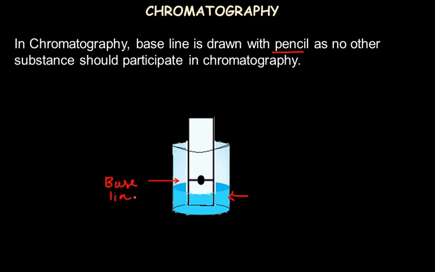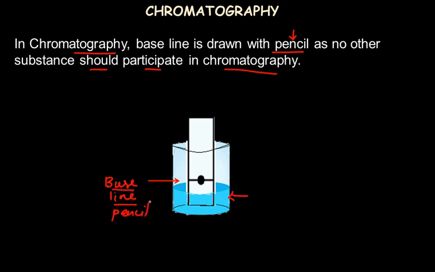Now the baseline is drawn always with the pencil, and no other substance should be used like ink or ball pen. Gel pen should not be used to draw the baseline. The reason being that when we are performing the chromatography, no other substance should participate in the chromatography. So pencil, that is lead, is the substance which doesn't dissolve in the solvent and doesn't participate in the chromatography. So that's the reason that we are drawing the baseline with the pencil.